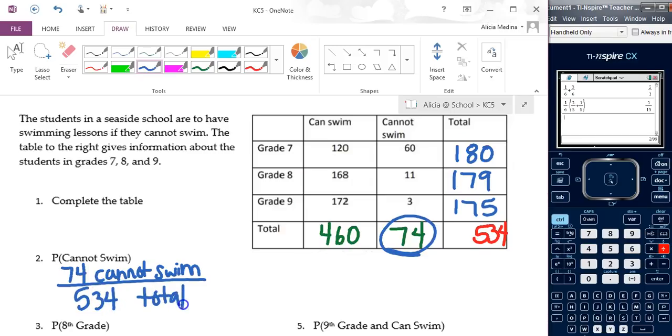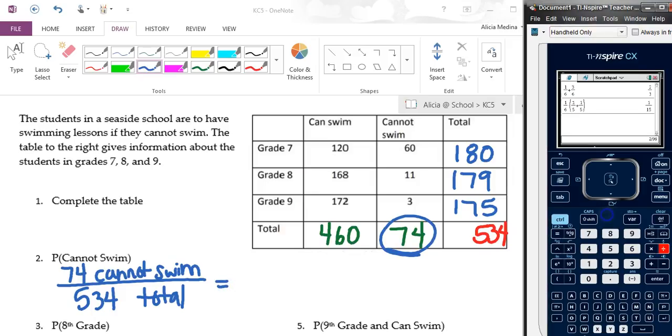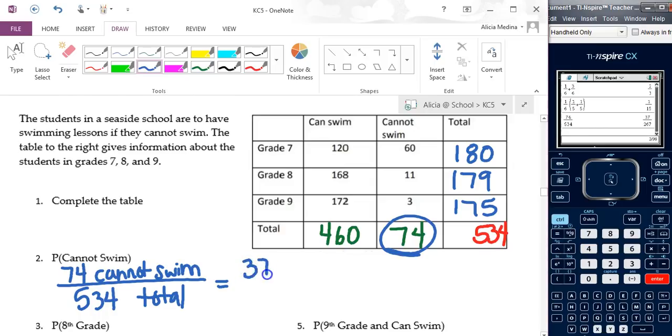How many people can't swim? Well, I have 74 out of 534, and we always want to simplify that. So if you look at our calculator, if you divide 74 by 534, our simplified fraction is going to be 37 over 267.